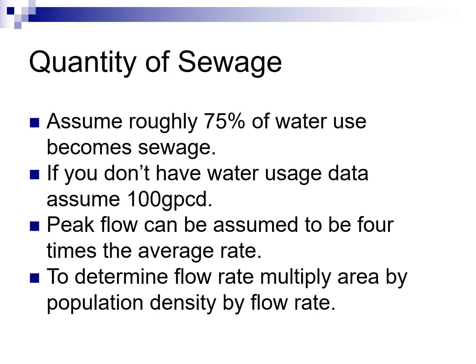So quantity of sewage. Roughly 75% of water use becomes sewage. If we don't have water usage data, we're going to assume 100 gallons per capita per day. And peak flow can be assumed to be 4 times the average rate. So to determine the flow rate, multiply the area by the population density by the flow rate.